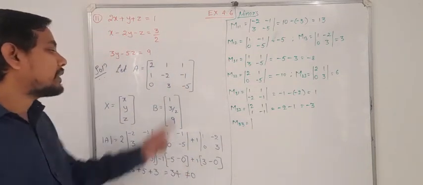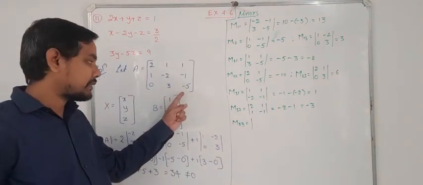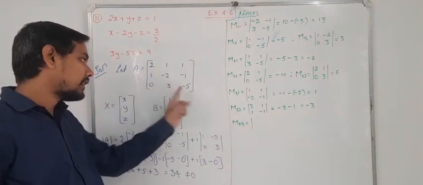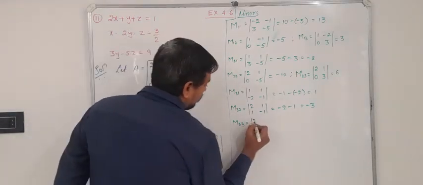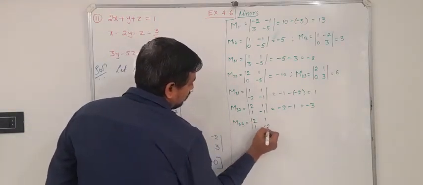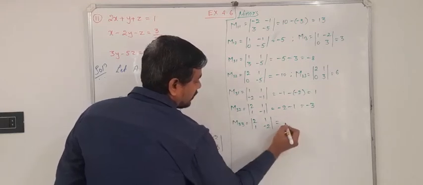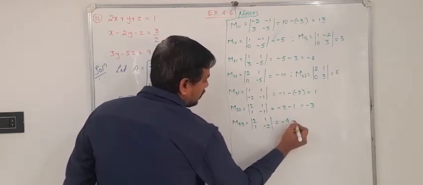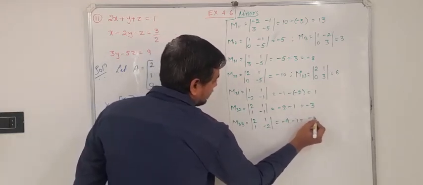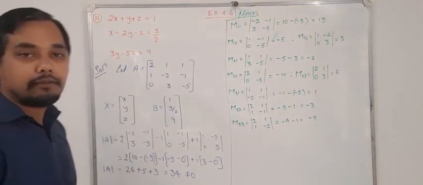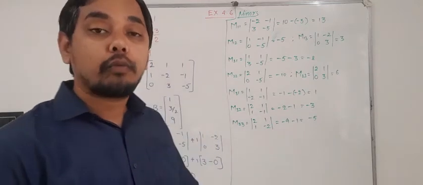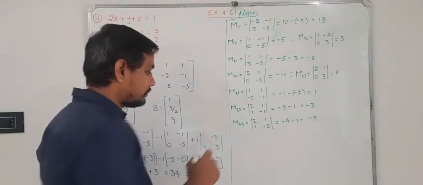So M33. M33 is minor of A33, that is minor of minus 5. So leaving this row and this column, 2, 1, 1, minus 2. 2 into minus 2, minus 4, minus 1. So minus 5. Right? So these are the minors we have found out. So now we need to find cofactors.